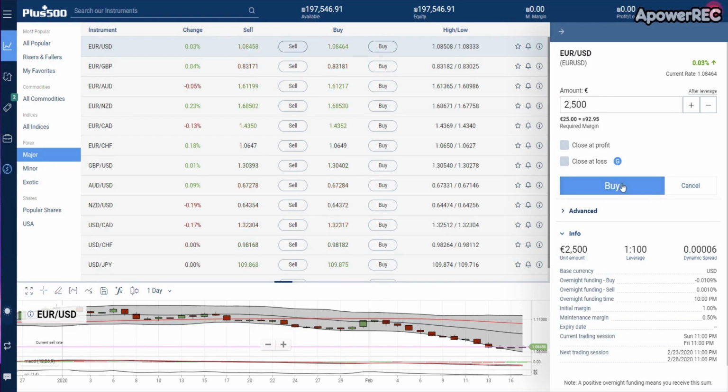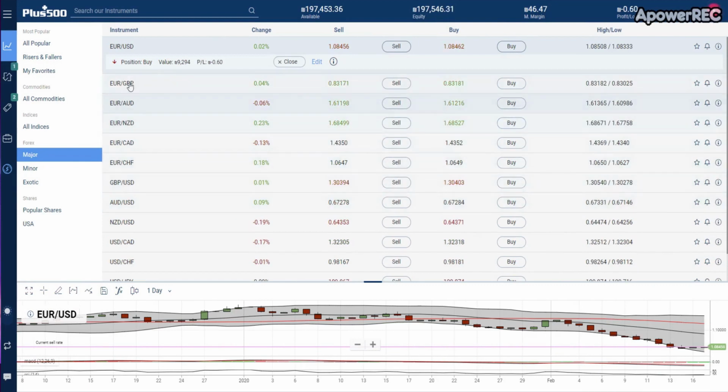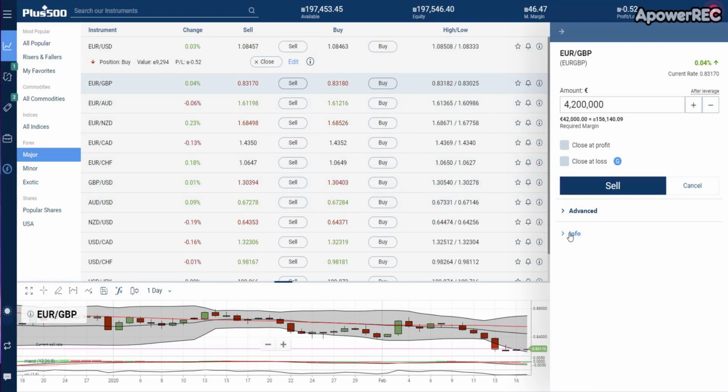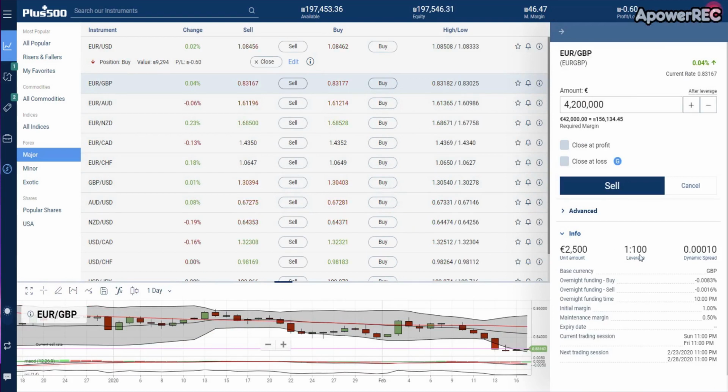Now I will trade Euro versus British Pound. This time, I go for sell, which means if the asset goes down I make money. If it goes up I lose money. The leverage is by 100 as well, so I will make a minimum trade of 2.5 grand.